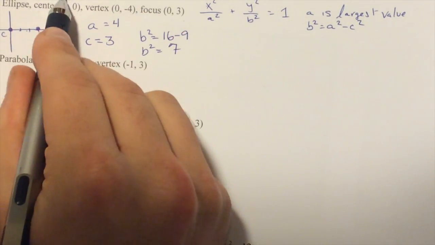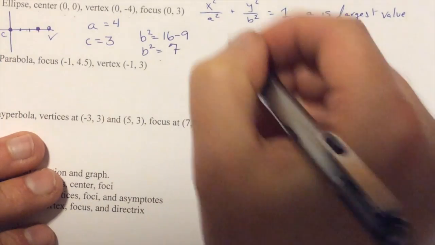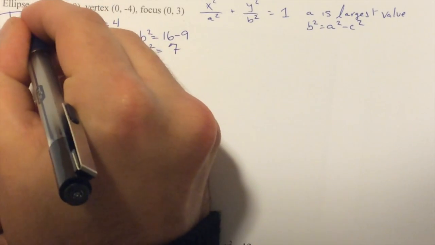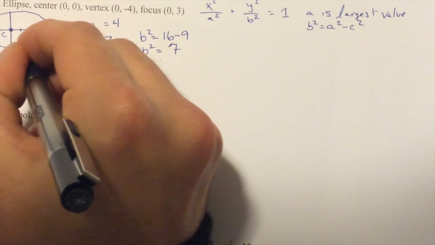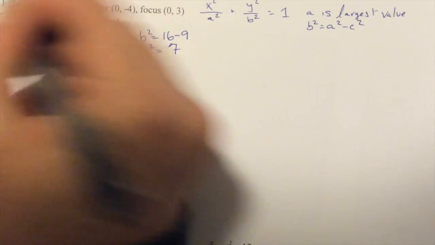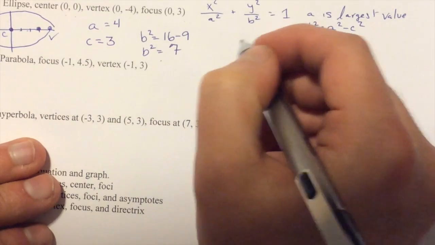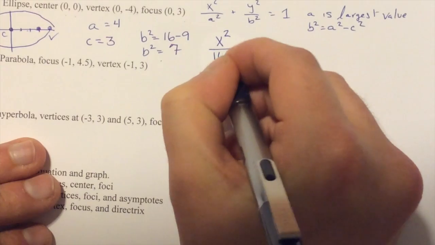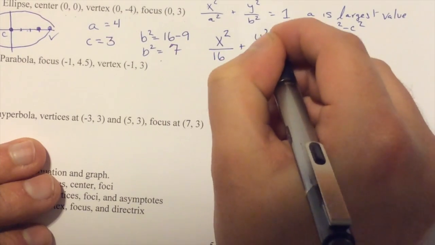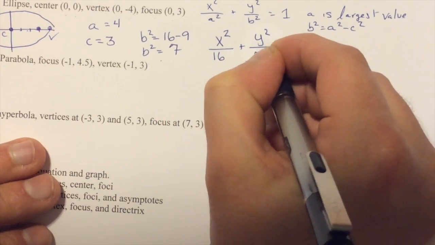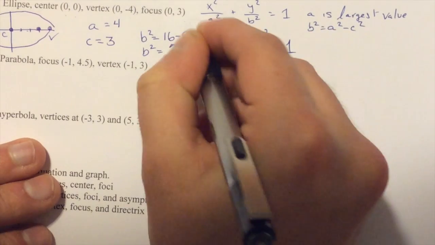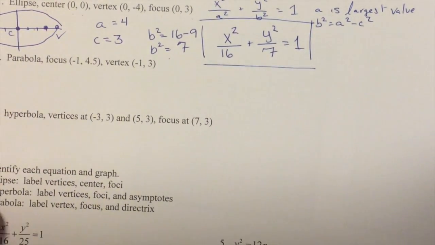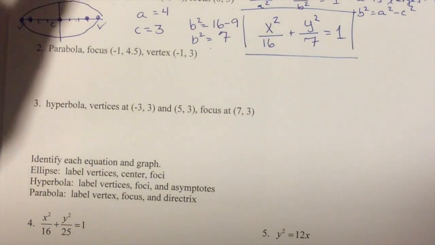I don't need b because it's not asking me to graph it. All I want to do is find the equation. So once I have b squared, and I know that this is sideways because a is the largest number, and I have my two focal points on the inside, our equation is going to be x squared over 16 plus y squared over 7 equals 1. There's your first equation. Just putting the pieces together.